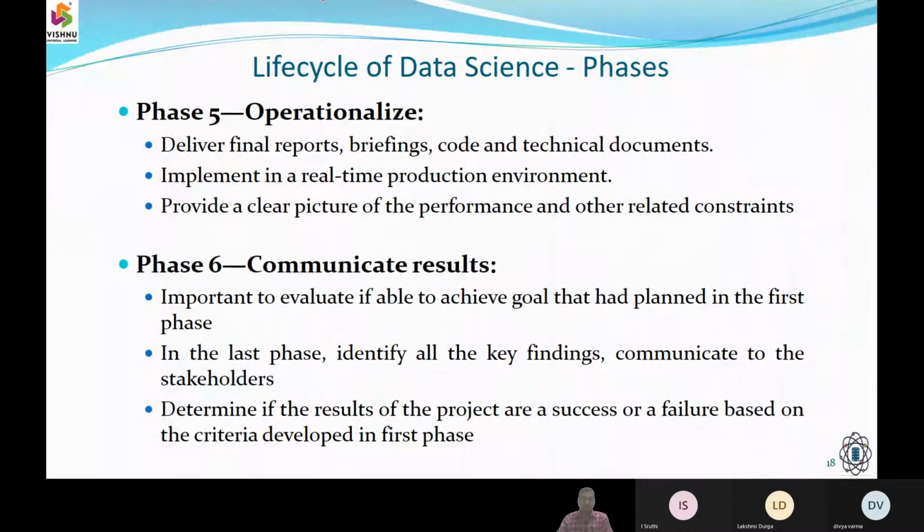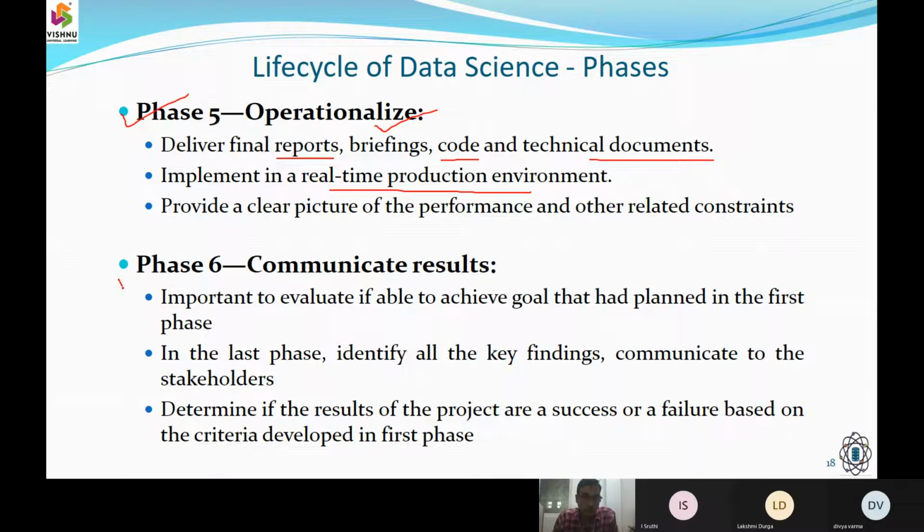Fine. Coming to the fifth phase, we call it the operationalize phase. In this phase, most importantly, we will be getting the budgets, the code, and the documents, and holistically we are going to execute the content and bring up a real-time environment. So all this we move as part of the phase 6 process.